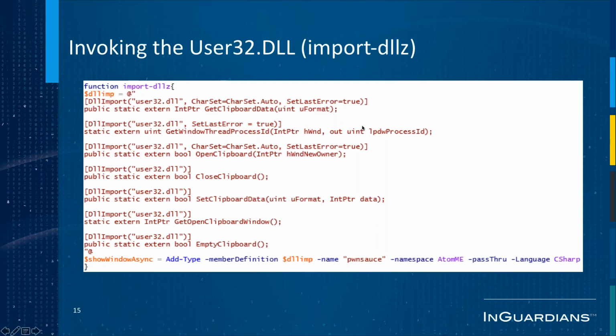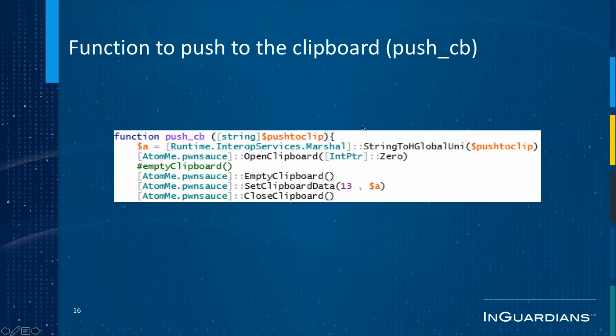All right, so the next function is to push to the clipboard. This is using the push_cd function, and what it's doing is taking a string and creating an HGlobal Unicode value from that string. Then it opens the clipboard, sets the value to pointer 0, empties the clipboard, and sets the clipboard. That 13 there is for the clipboard to recognize that it's Unicode characters. So it sets the clipboard with that Unicode character and then closes the clipboard after.